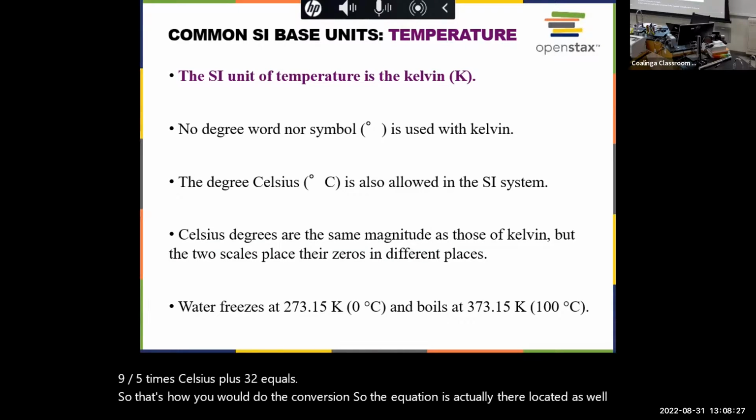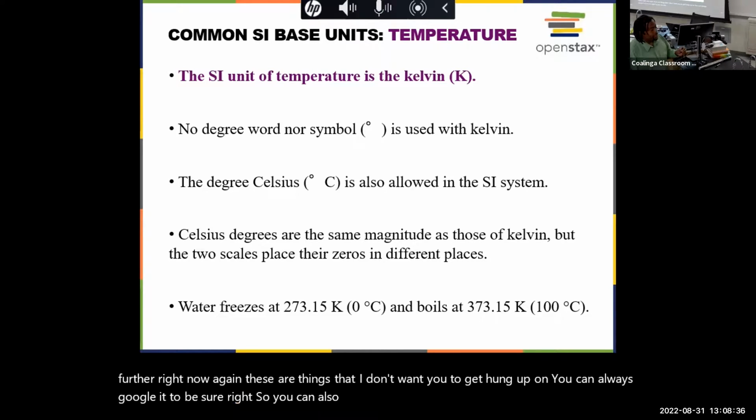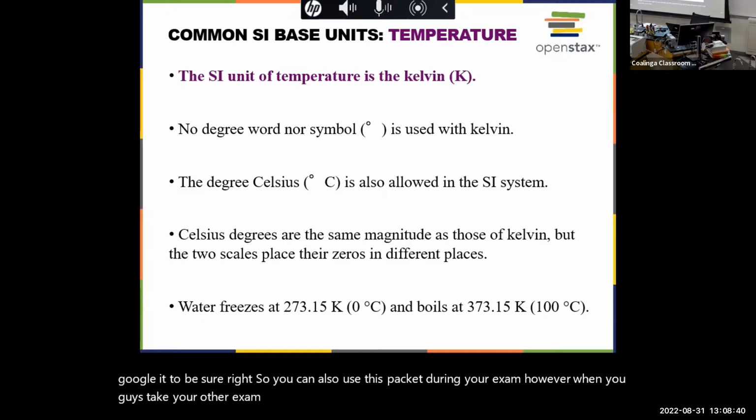Now, again, these are things that I don't want you to get hung up on. You can always Google it to be sure, right? You can also use this packet during your exam. However, when you take your other exam, you should know it by that point. So the point is that you kind of use it under pressure in the beginning, and then eventually you get off of those pressures, right?